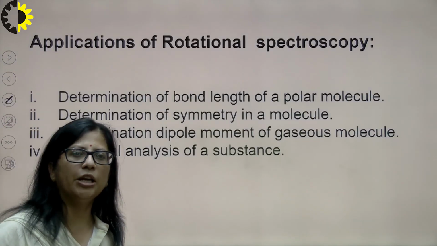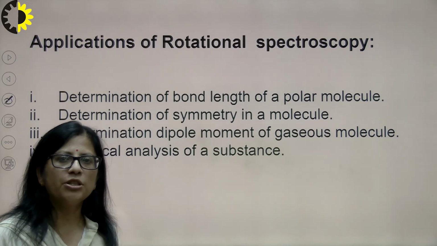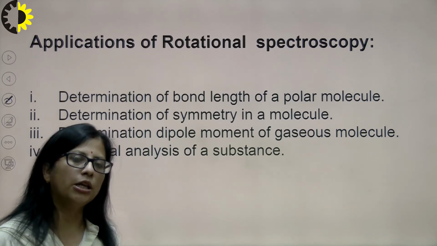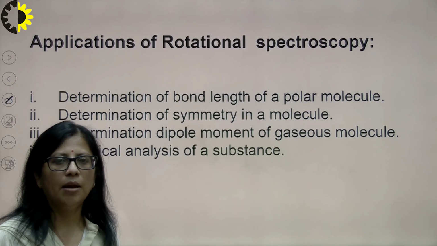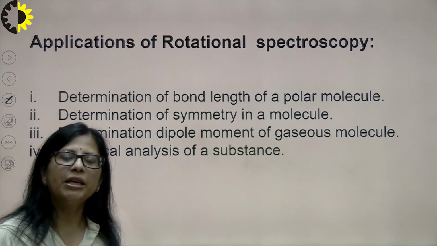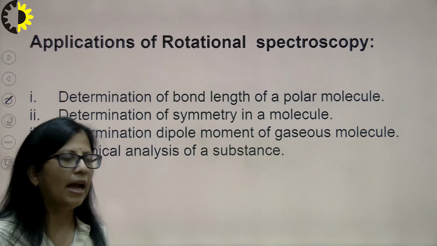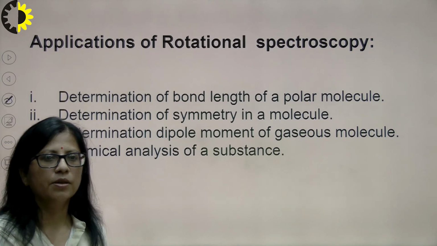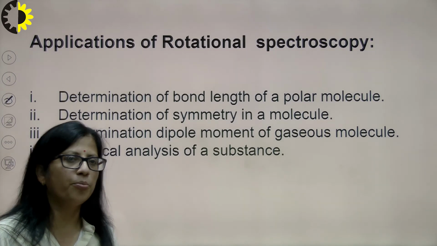Coming to the applications of rotational spectroscopy, by using rotational spectroscopy we can determine the bond length of a polar molecule. We can also determine the symmetry in a molecule. We can determine the dipole moment of a gaseous molecule, and we can also do the chemical analysis of a substance. So, these are the various applications of rotational spectroscopy. Thank you.